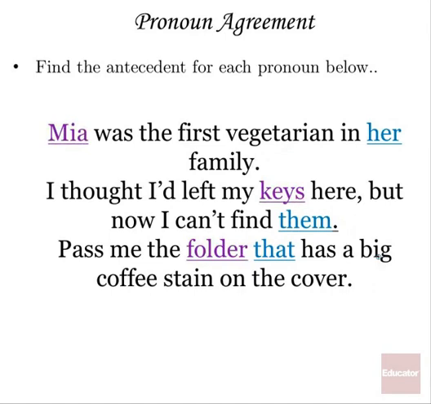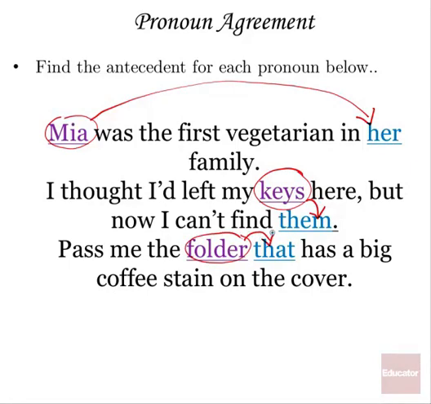All right. Mia was the first vegetarian in her family. Her is taking the place of Mia. I thought I'd left my keys here, but now I can't find them. Them is taking the place of keys. And pass me the folder that has a big coffee stain on the cover. That is taking the place of folder. Otherwise, you'd just be repeating yourself all the time.